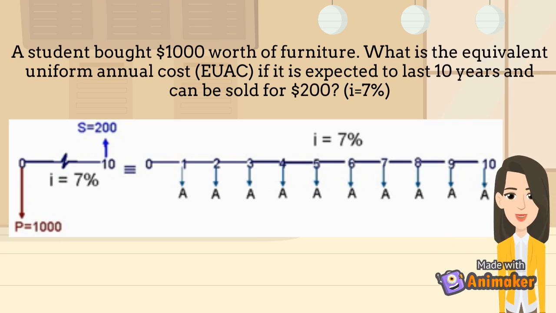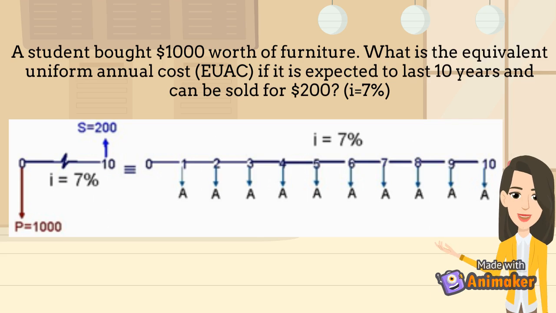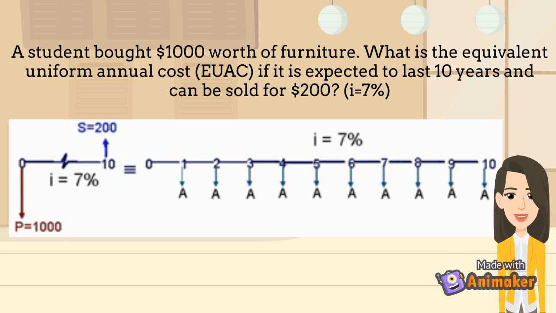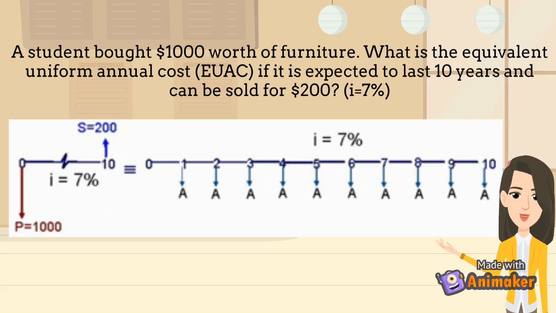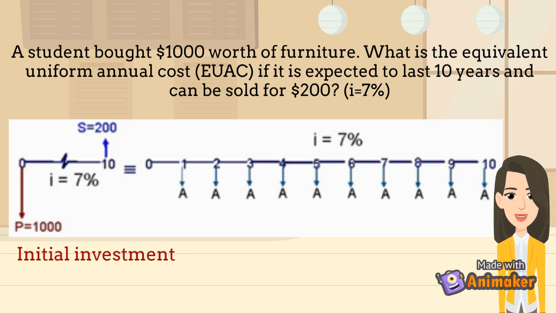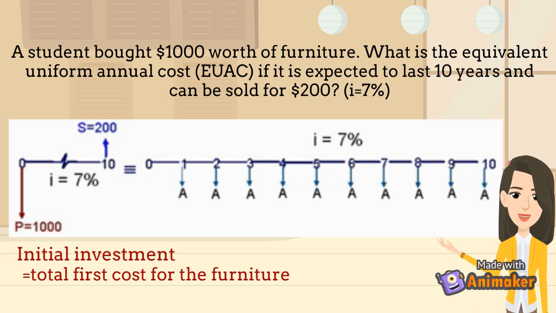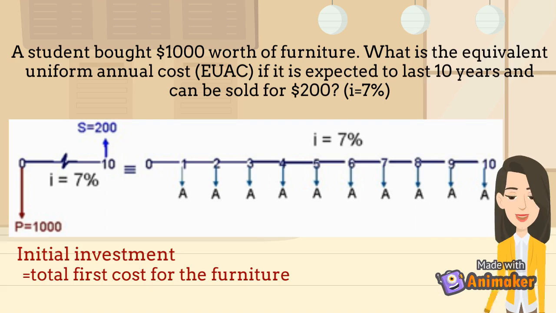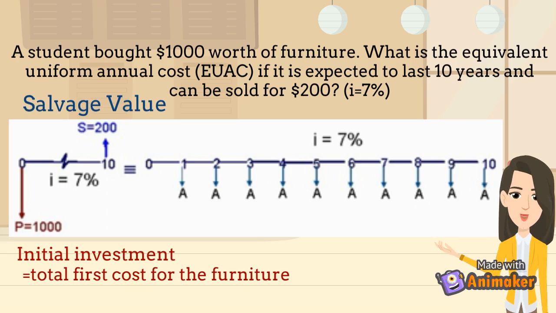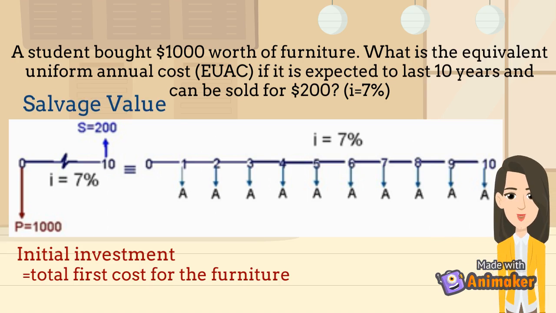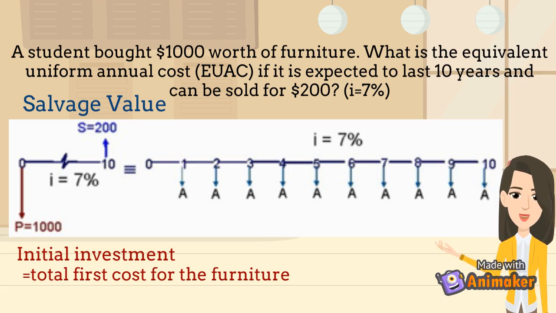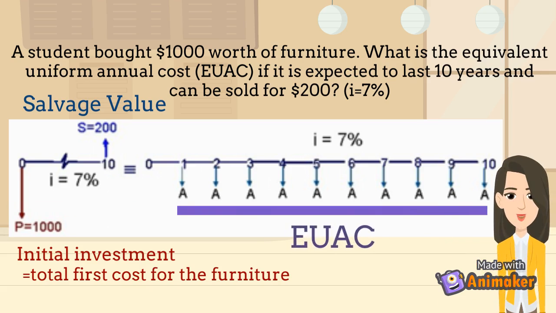First thing we need to do is determine the cash flow estimate. In this question, we know that the $1,000 was set as the initial investment P. The initial investment is the total first cost for the project. And the $200 was set as the salvage value S, since it is the estimated value of the asset at the end of the project's useful life. While A is the equivalent annual amount of cost that we need to calculate in this question.